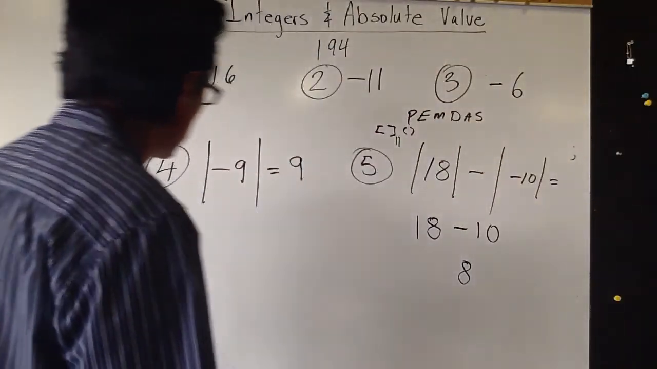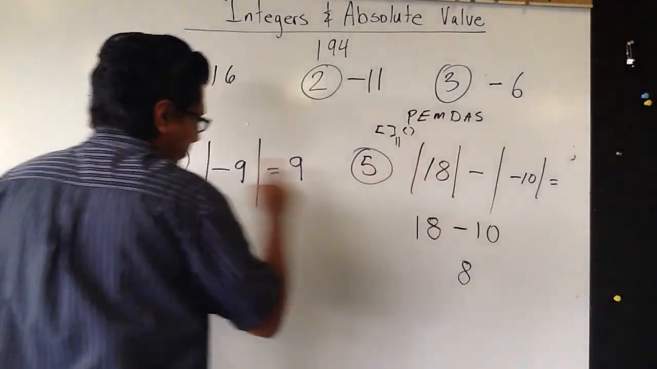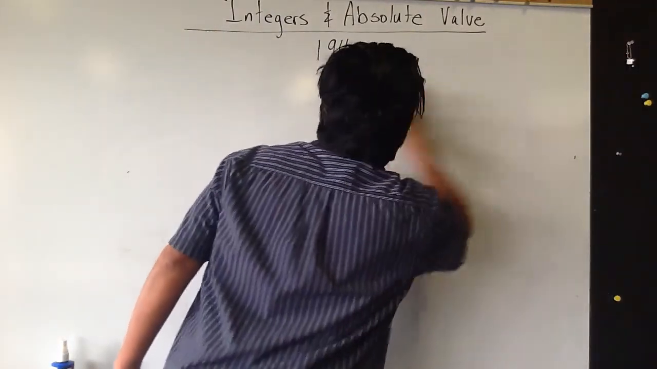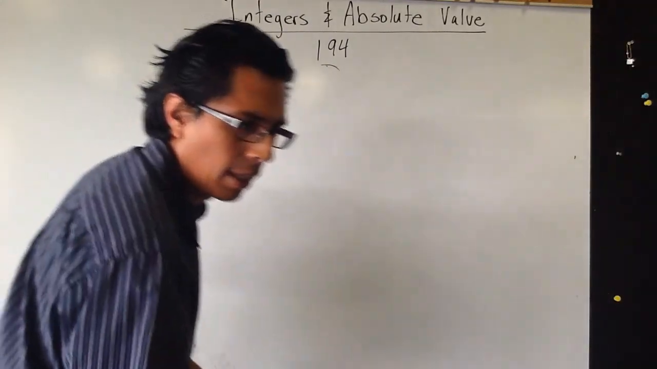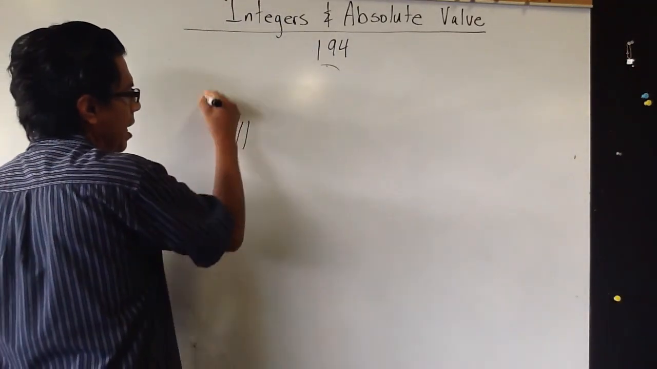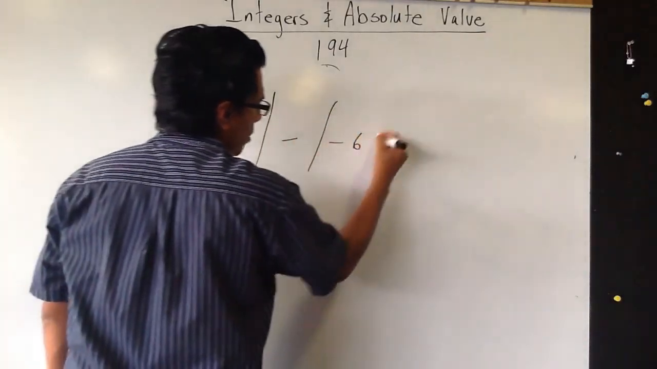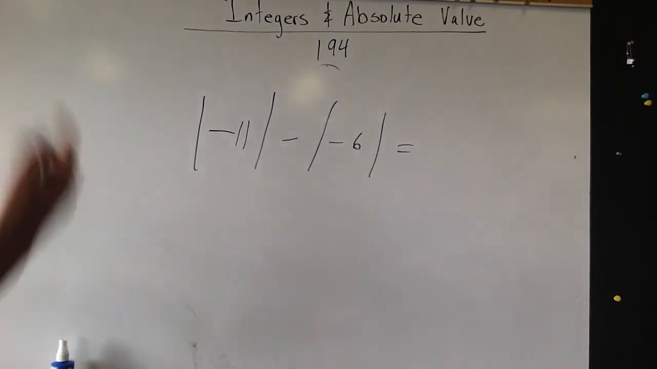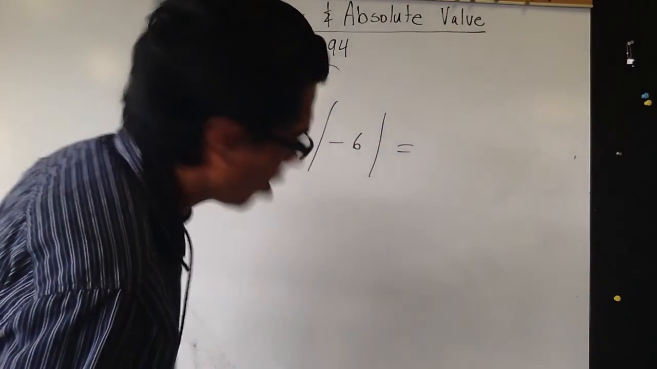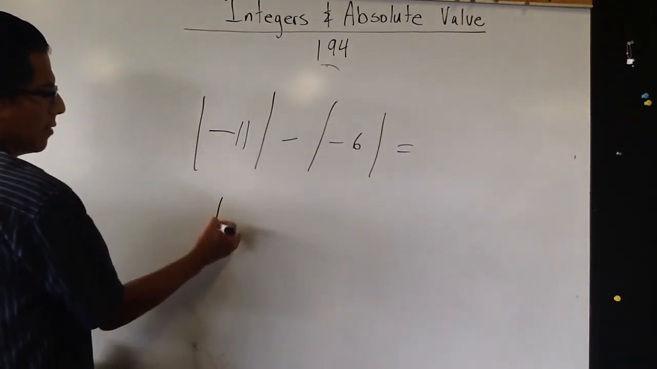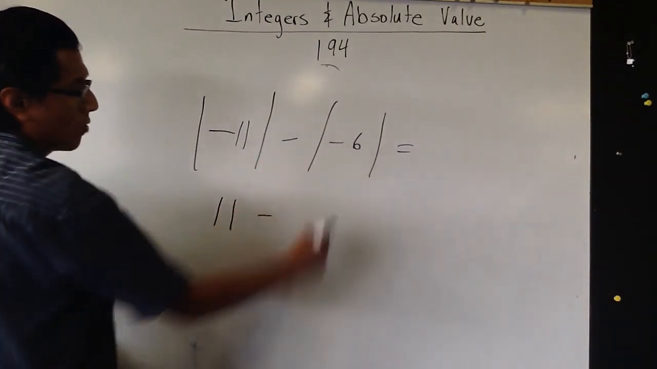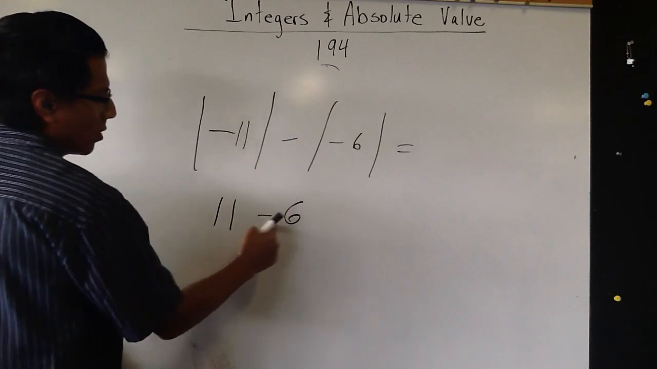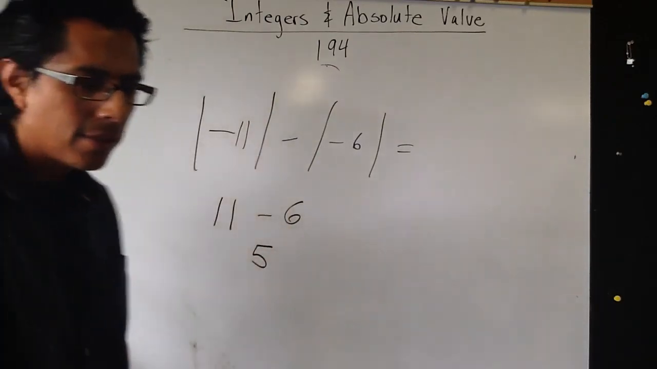All right, let's try number 6. Negative 11, the absolute value of negative 11 minus the absolute value of negative 6. Well, the order of operations says do your brackets first. So you solve it. Go for it. Pause it. All right, well, absolute value of negative 11 is 11. Keep the operation. Absolute value of negative 6. What is the distance that negative 6 is from 0? 6. What's 11 take away 6? 5. And that's your answer.